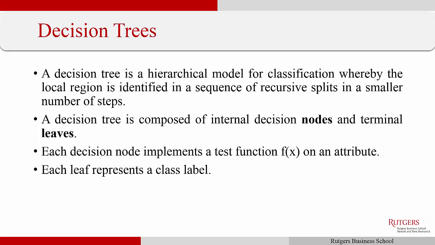Each decision node implements a test function on an attribute. For example, whether this client's annual income is larger than 100,000 or lower than 100,000. This is a function on the attribute annual income. And each leaf represents a class label. For instance, if the node only contains records belonging to one class, it can be regarded as a leaf. And you can give this leaf a class label, which is the same as the records in the leaf.